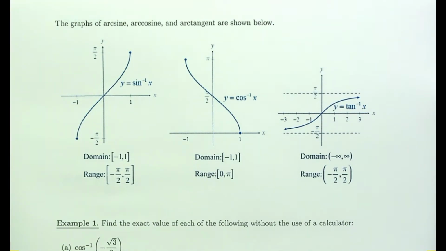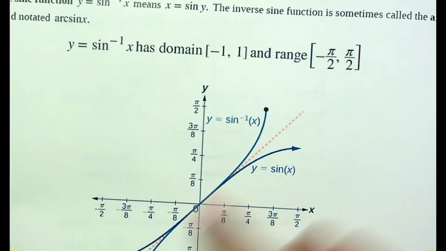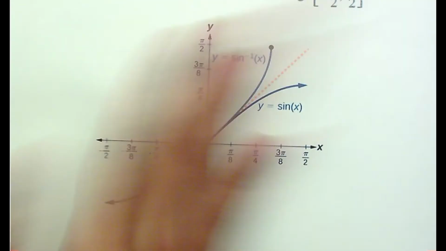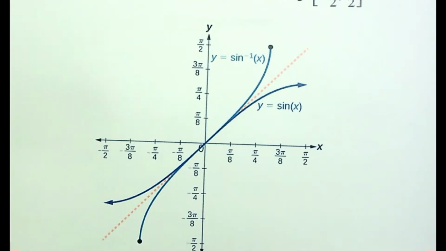Before we begin with the first example, let's talk for a second about the graphs of arcsine, arccosine, and arctangent. If you remember from college algebra, to obtain the graph of an inverse function, all you have to do is take the graph of the original function and then draw the line y equals x, which in this case is the orange dotted line right here, and then you reflect across this line.